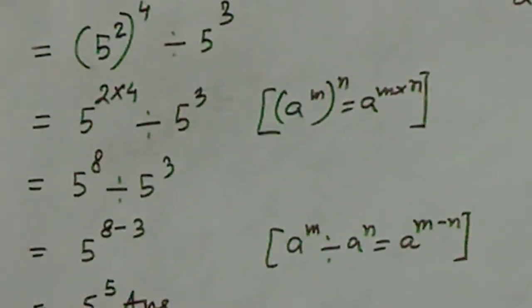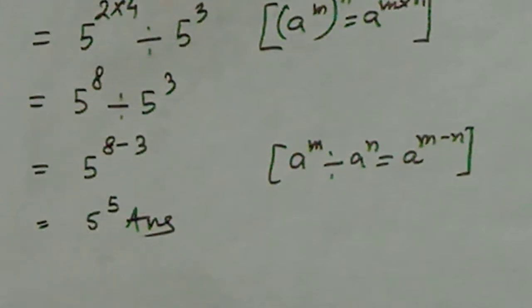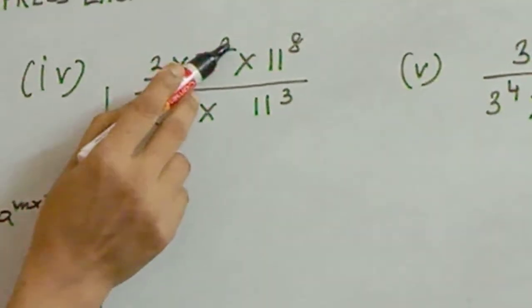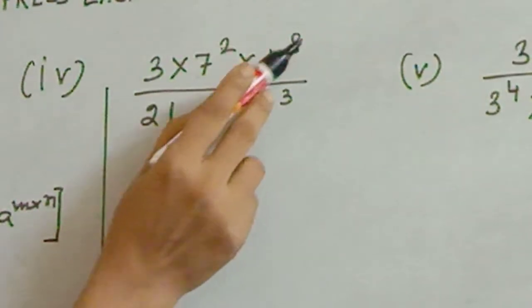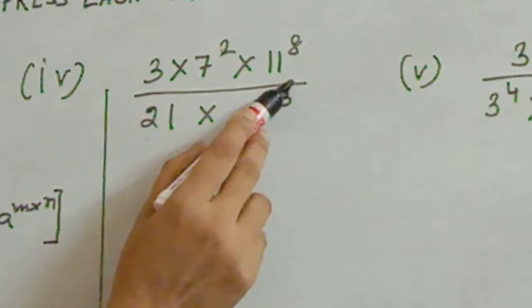The answer is 5 to the power 5. You have to give the answer in exponential form. Come to the next sum. In this sum, you can see 3 into 7 square, 7 to the power 2 into 11 to the power 8, divided by 21 into 11 to the power 3.